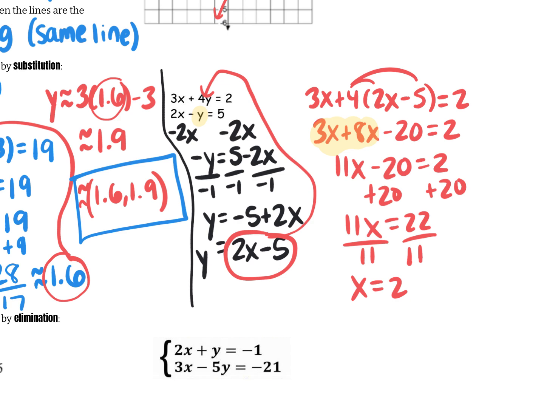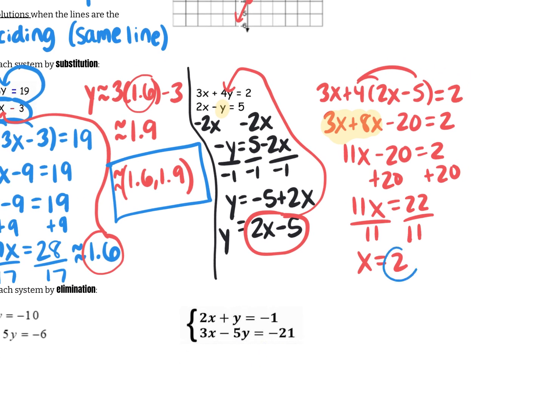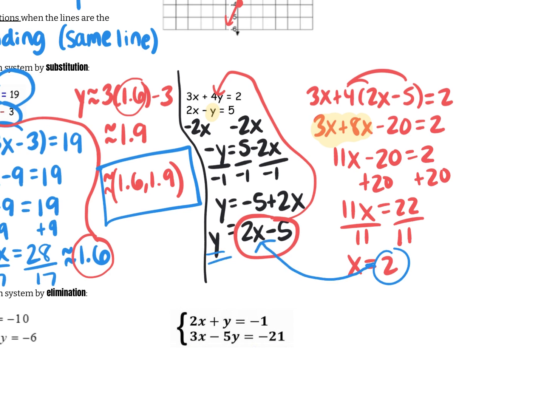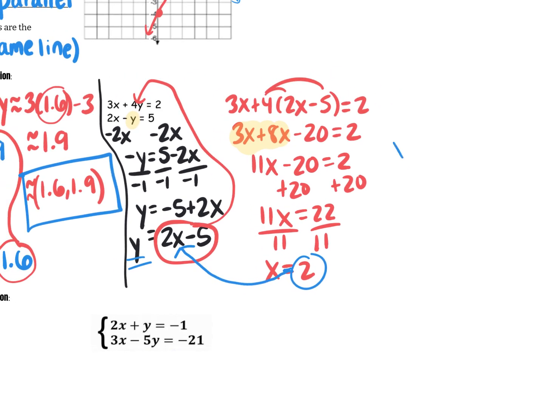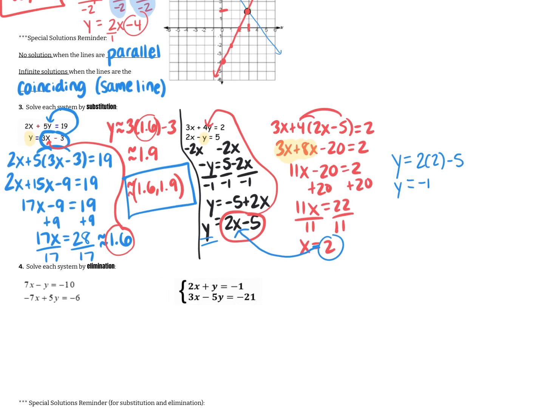Now you want to plug that in to figure out what y is. So take that and plug it in for x in either original equation, or it would be smarter to plug it into this one because y is already isolated here. So you have y equals 2 times 2 minus 5. 2 times 2 is 4. 4 minus 5 is negative 1. So y equals negative 1. So our solution here doesn't need to be rounded because it's not decimals. So that's my answer there.